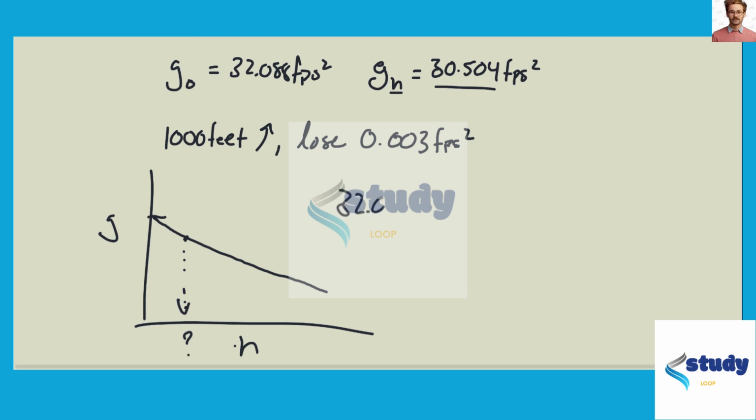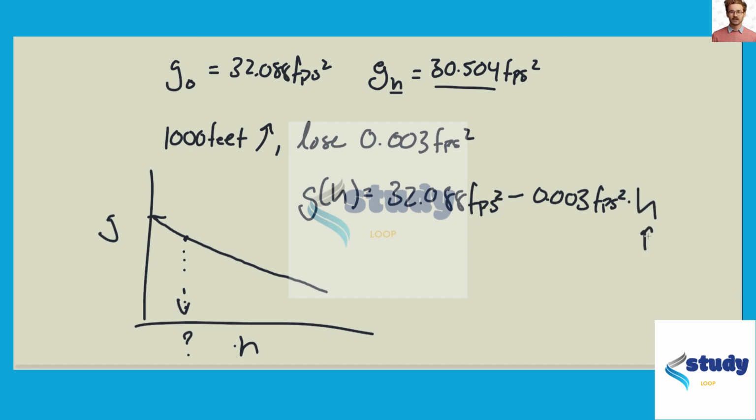Okay, so what is the equation exactly? It's 32.0088. Sorry, let me just. It's the gravity at height h is equal to 32.00088 feet per second squared minus that 0.003 feet per second squared times h, where h is in units of 1,000 feet.